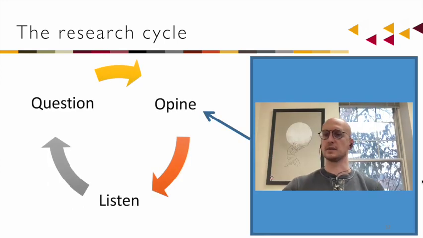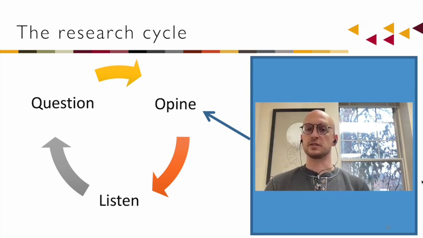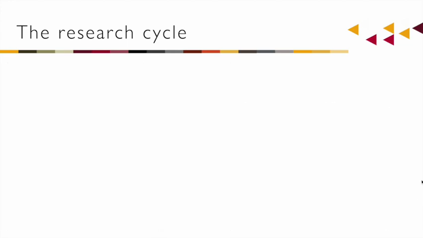So let's jump back in. We are into our second round of the research cycle, and we need to get back to your opinion and thinking about what you know. Now you can successfully say that you've fulfilled Harlan Ellison's quote that you're not entitled to your opinion, you're entitled to your informed opinion. No one is entitled to be ignorant. So you get to have fun and start digging deeper and deeper.